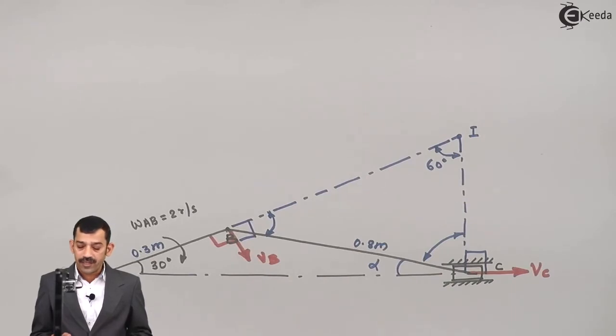IB and IC. Therefore, the next step is to find angle alpha using the sine rule in triangle ABC.